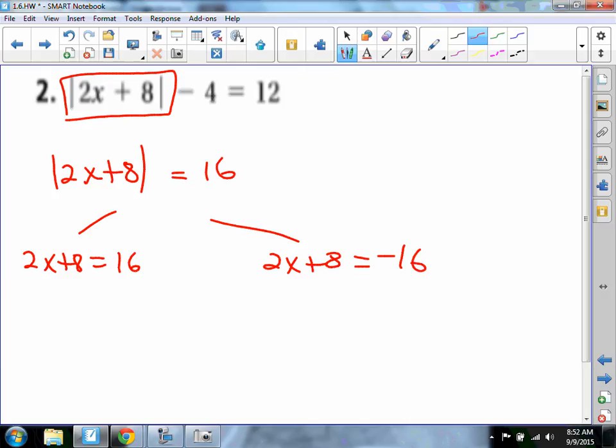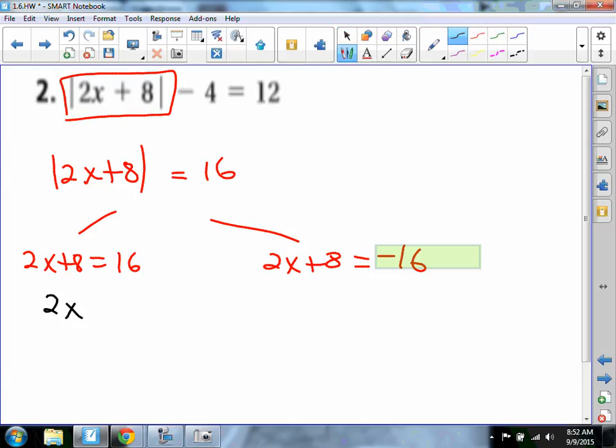Word of caution here. Somebody that came in for some help with these said, my one teacher said that we change that. We make that negative 2x minus 8. I don't know who's teaching you that, but that's wrong. You don't do it like that. Okay. So notice what's different here. The 16 and then the negative 16. The quantity inside the absolute value stays the same. So be real careful on those.